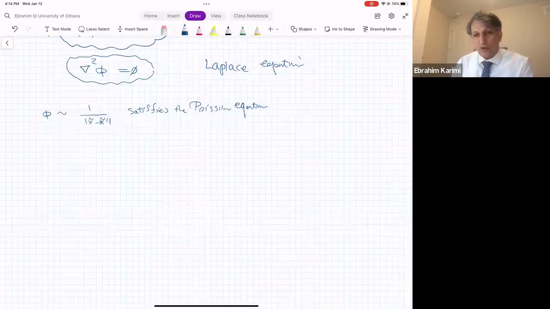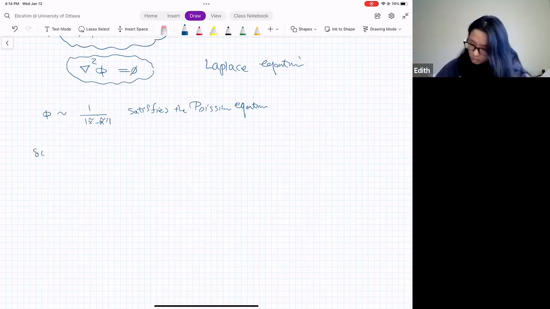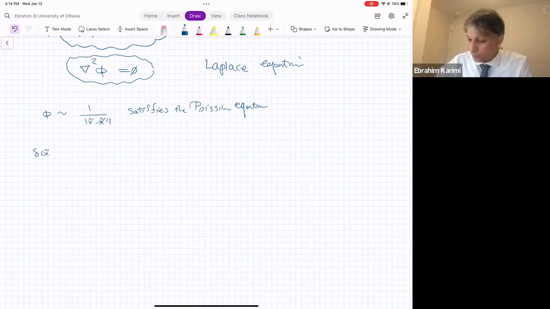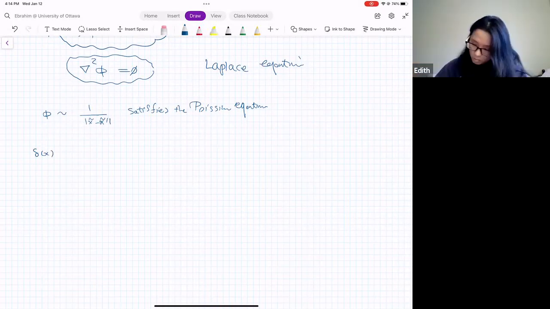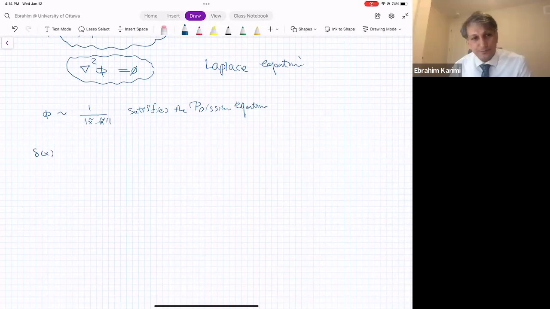One mathematical function that appears in almost all of our calculations during the lecture is the delta function. Let's understand a little bit of the delta function. Delta of x. Let's go with one dimension. What is the delta of x? The definition, guys.